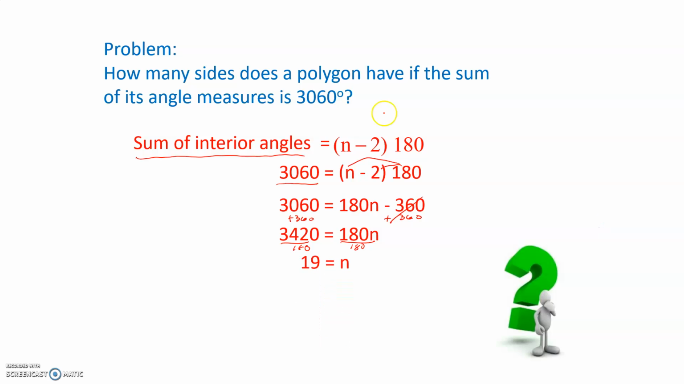So notice how I started out with, what are they asking for? The sum of the interior angles. So I used the formula, I put it down, and then I substituted in the stuff I know. I know the sum is 3,060, and so therefore I can use an algebra equation to find the answer.